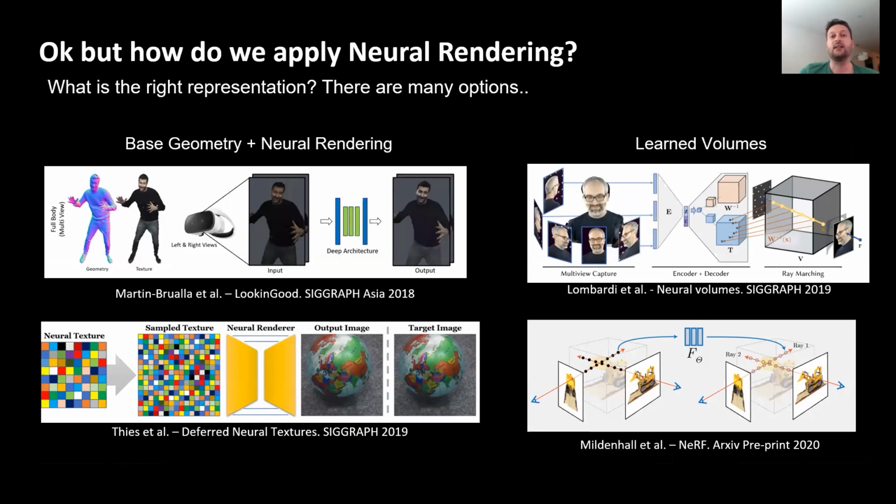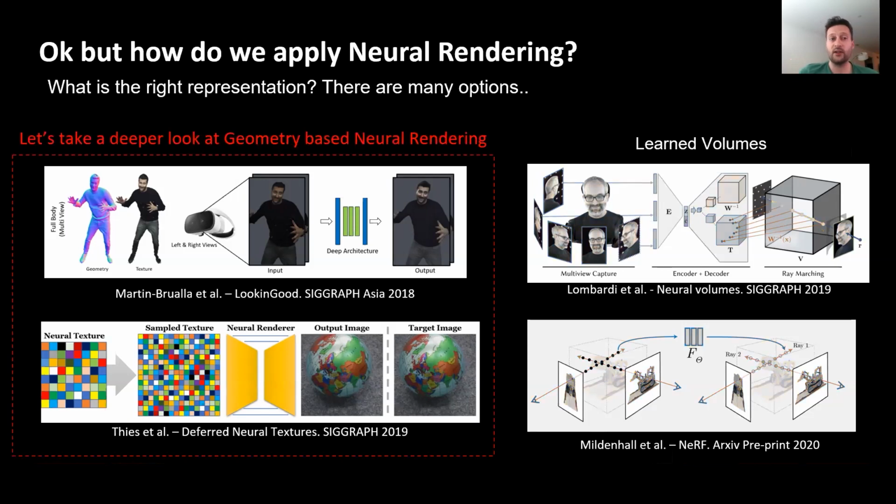There are many available, actually. Some methods rely on a base geometry and then apply neural rendering on top. Others try to learn directly a volume and a 3D representation directly from the images. We're going to see more details later. Rohit and Steven are going to talk about both these classes of methods. There isn't the right answer here. Each of these methods has pros and cons, and usually depends on the actual application that you're trying to solve.